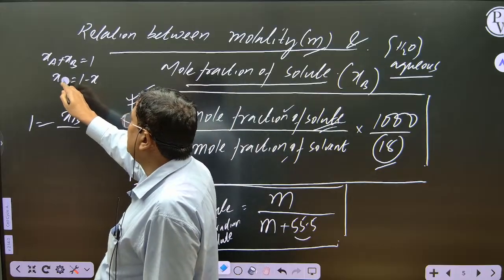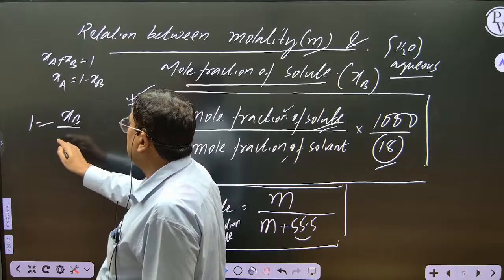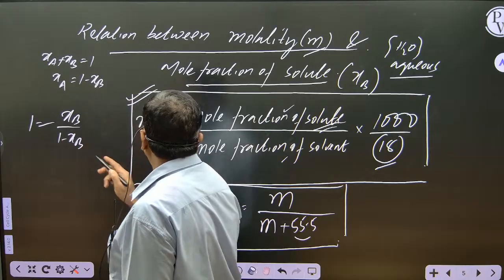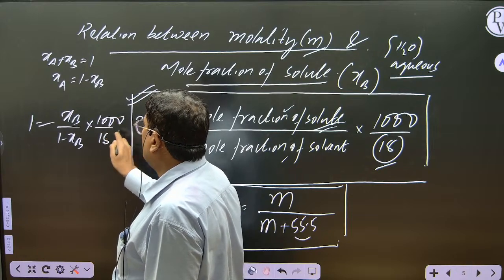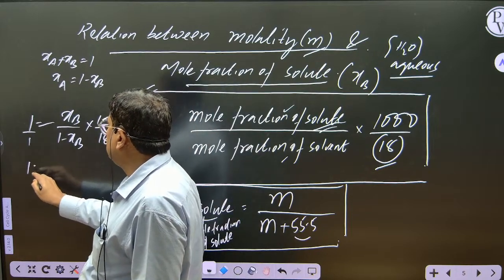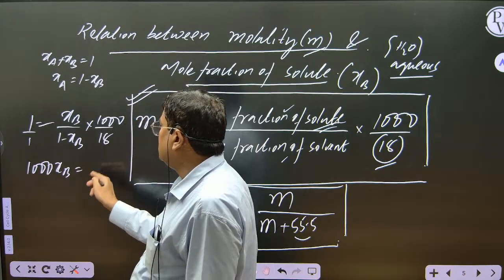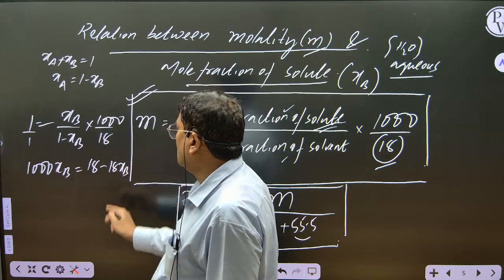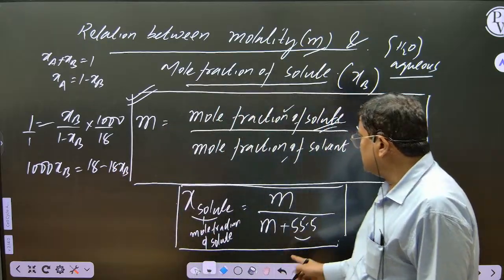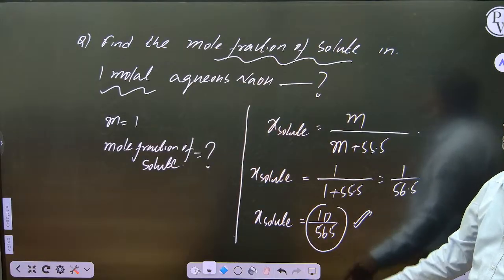What is chi a, student? Mole fraction of solvent, 1 minus chi b. Here you have to substitute 1 minus chi b into 1000 upon 18. On cross multiplying, you get the same answer. Check. 1000 chi b is equal to, multiply this, 18 minus 18 chi b. On simplification, you get the same answer. Once check it, it comes to be 10 upon 565.